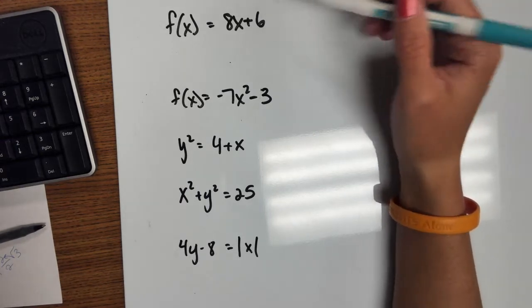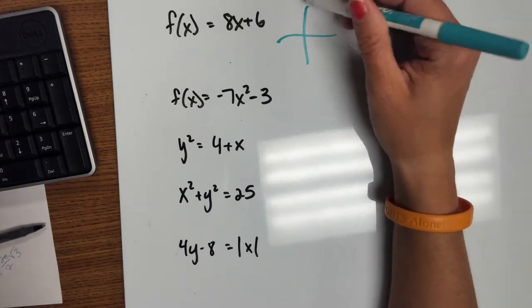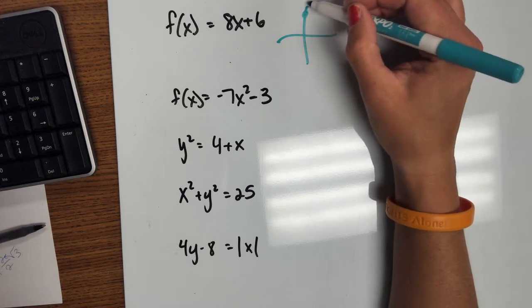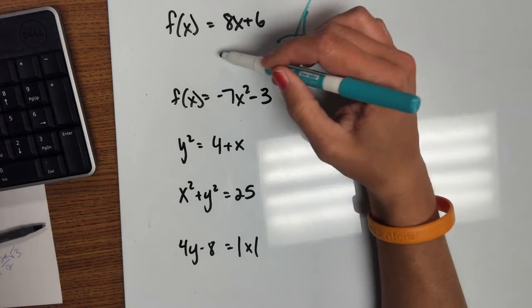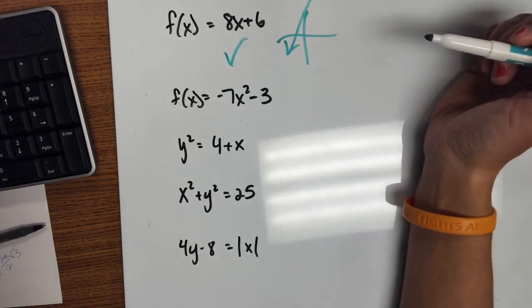So if we think about y equals 8x plus 6, a quick sketch, it's in slope-intercept form. Plus 6 is my intercept, and then a slope of 8. Yes, that is definitely going to pass the vertical line test, so that is a function.